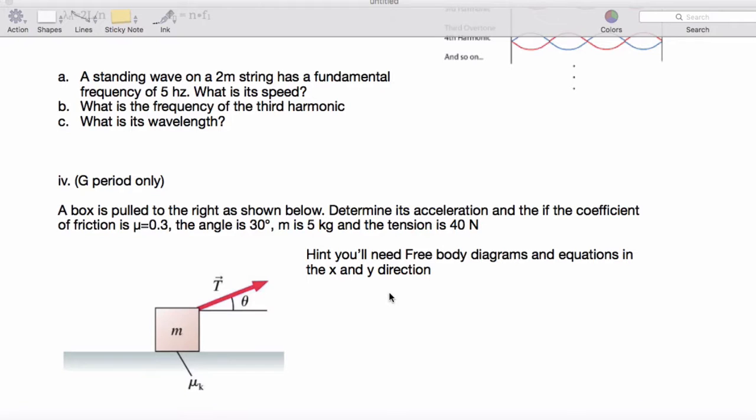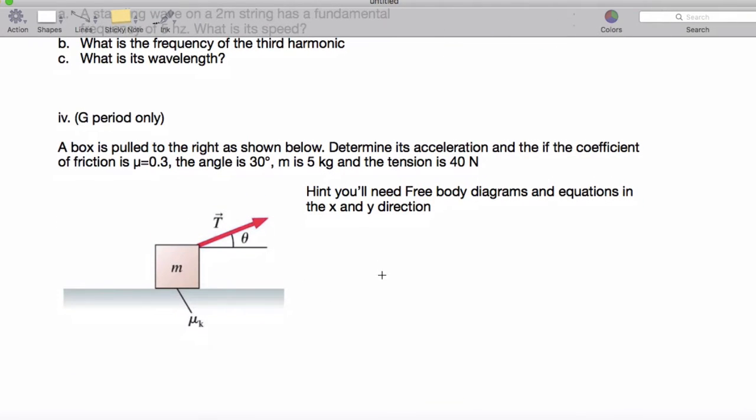All right, on to the exclusively G period problems. Let's take a look at these. Pretty exciting. So we've got a box pulled to the right, we've got acceleration, we've got a tension, so many things happening, and what we want to do is figure out the acceleration of this box.